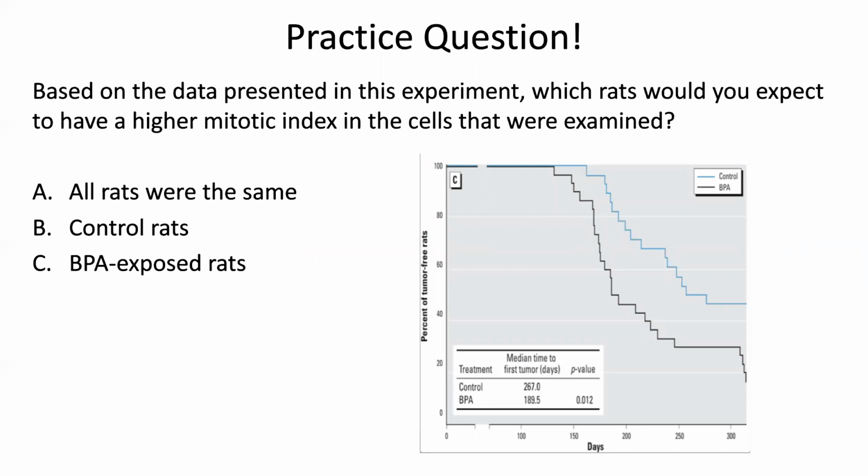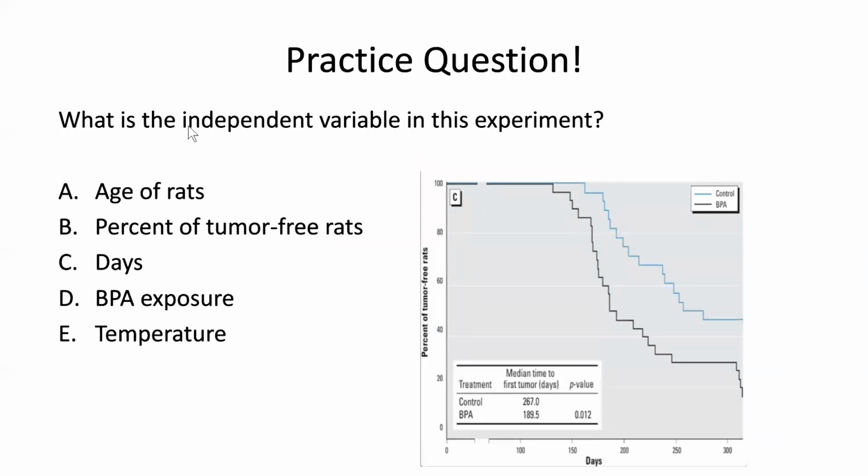Based on the data presented in this experiment, which rats would you expect to have a higher mitotic index? The rats with more tumors, the BPA-exposed rats, would have a higher rate of mitotic index. What is the independent variable in this experiment? The independent variable is the thing that you change, and we change BPA exposure.